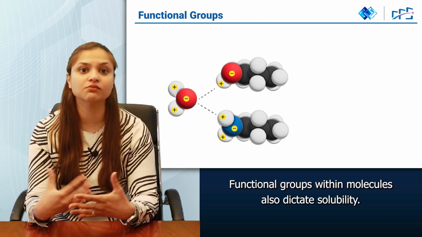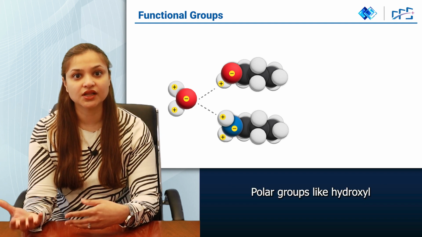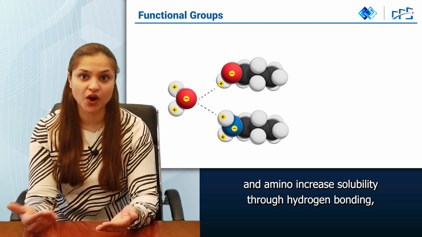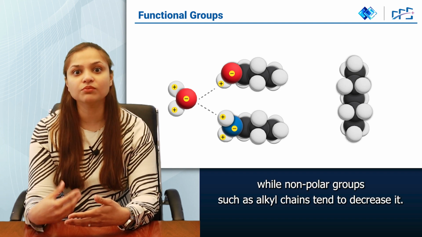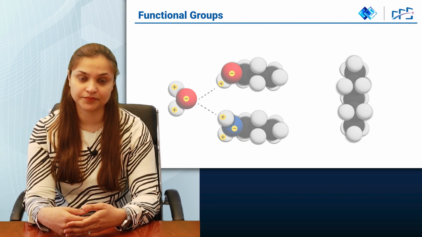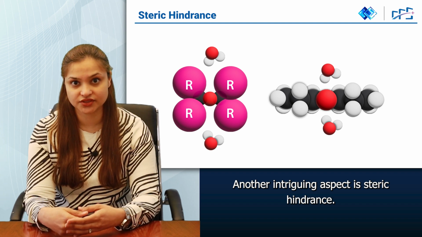Functional groups within molecules also dictate solubility. Polar groups like hydroxyl and amino increase solubility through hydrogen bonding, while nonpolar groups such as alkyl chains tend to decrease it. Another intriguing aspect is steric hindrance.